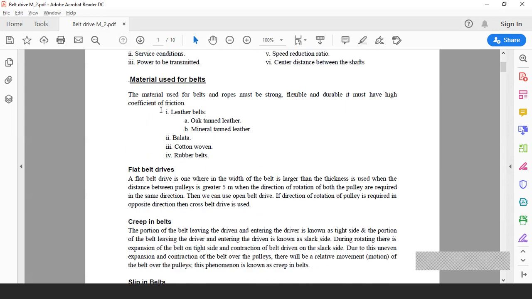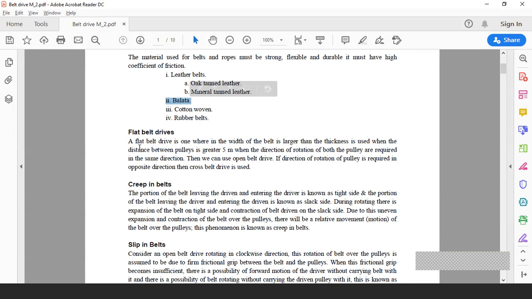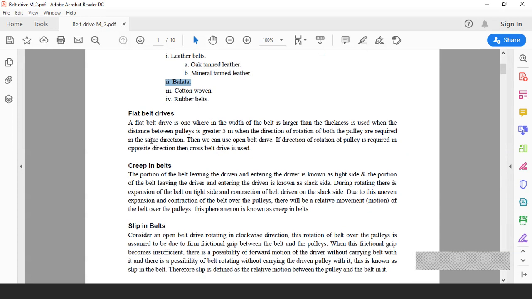So there are different kinds of materials that are used for the belt. The most commonly used belt material is leather or balata. So these are the two different materials, which you can refer to from a data handbook also for the induced stresses. So this is about the flat belt drive.